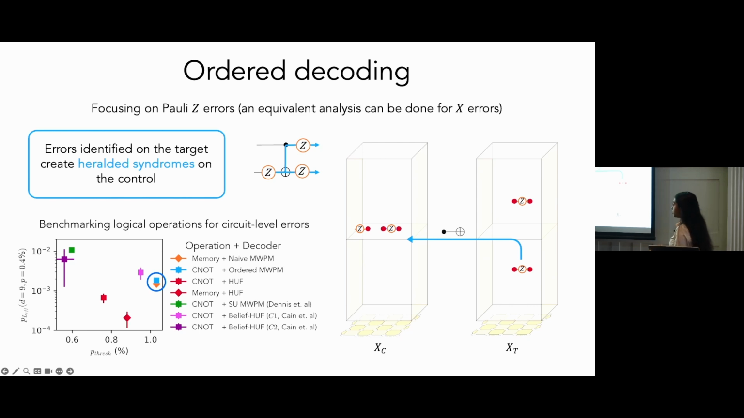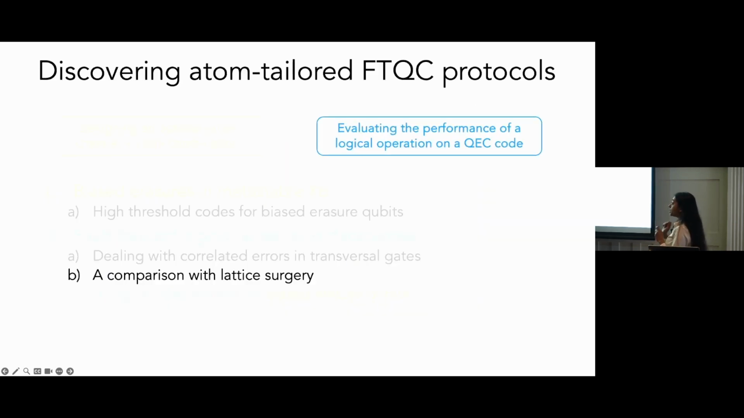So that brings me to the conclusion of my discussion of dealing with correlated errors in transversal gates. That's one approach to do a logical CNOT on surface codes. Let's now move on to a quick comparison with lattice surgery.